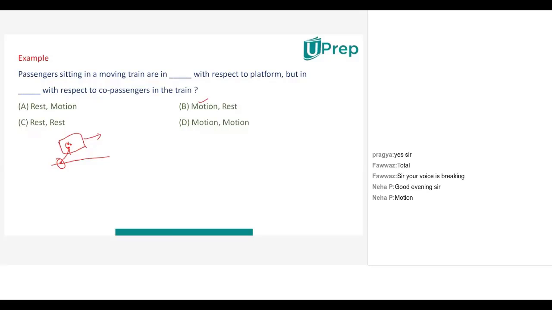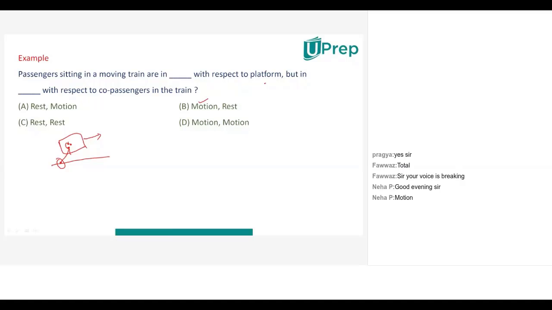Sir, according to me, he or she will be in the state of rest. Right. So she will be in a state of rest. So that means co-passenger generally will be in a state of rest. So that's why what must be your answer? Rest, motion and rest. So rest, motion, rest, motion, motion. So which option is right? B option will be right. Here motion must be there. And here rest must be there.